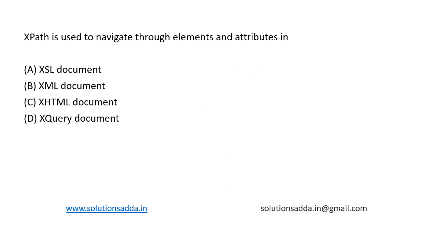This is a question from web technology. XPath is used to navigate through elements and attributes in an XML document. XPath is actually a major element in the XSLT standard. XPath is a syntax for defining parts of an XML document. It uses path expressions to navigate through XML documents. So, based on the options, option B, XML document is the correct answer.